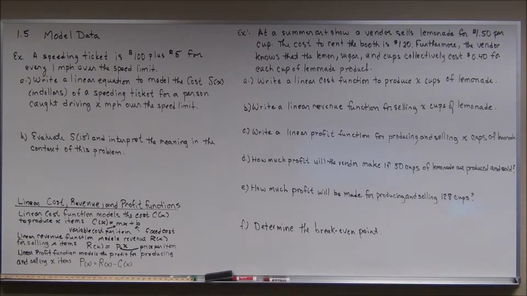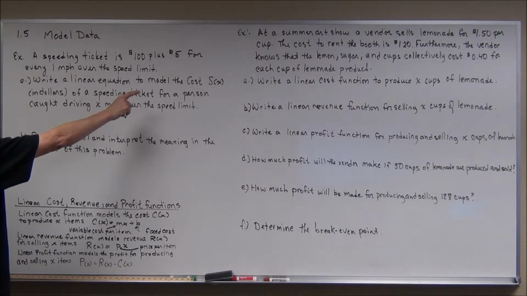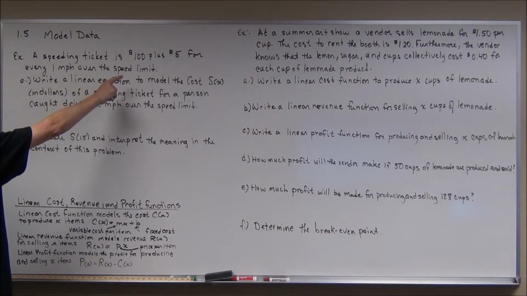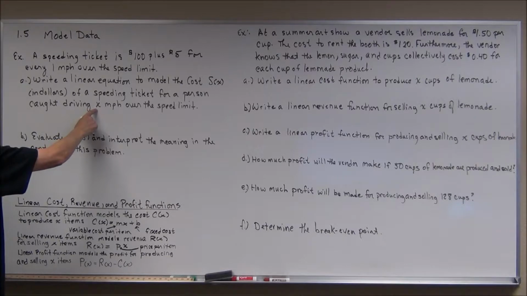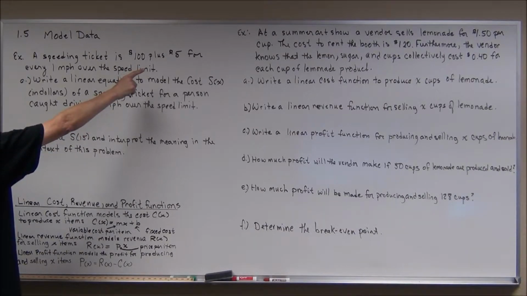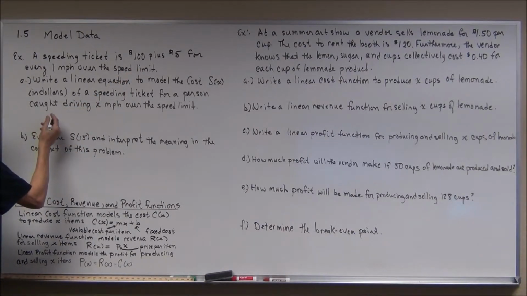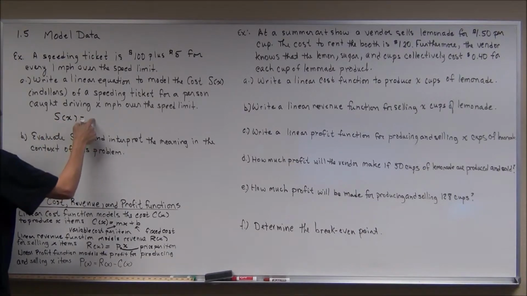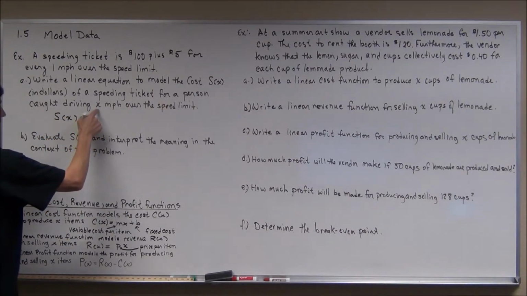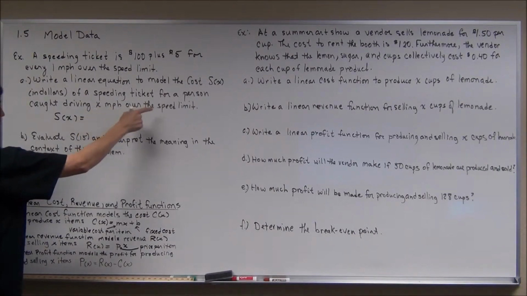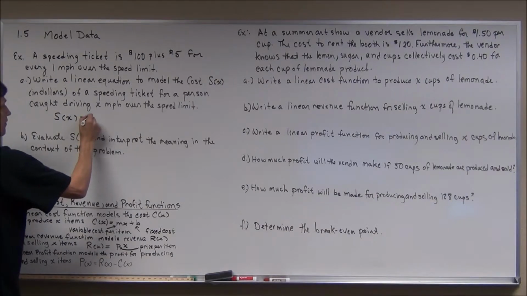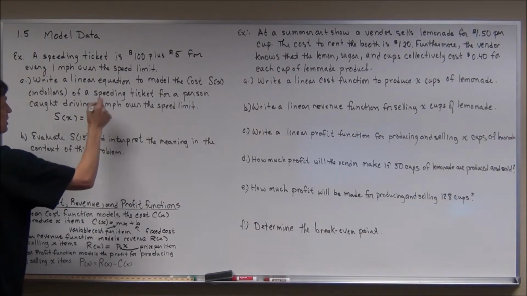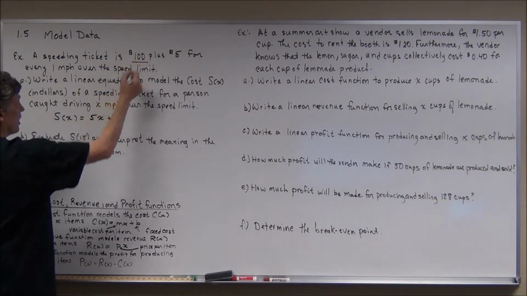Because we have a variable increase here based on how many miles an hour over the speed limit, and we're going to look at x miles an hour, we know it's $5 for each one of those. So our function, S of x, for speeding, is going to be $5 for every mile per hour over the speed limit, so that's x miles per hour over the speed limit. So that's going to be 5x plus there is a base cost for the ticket of $100.